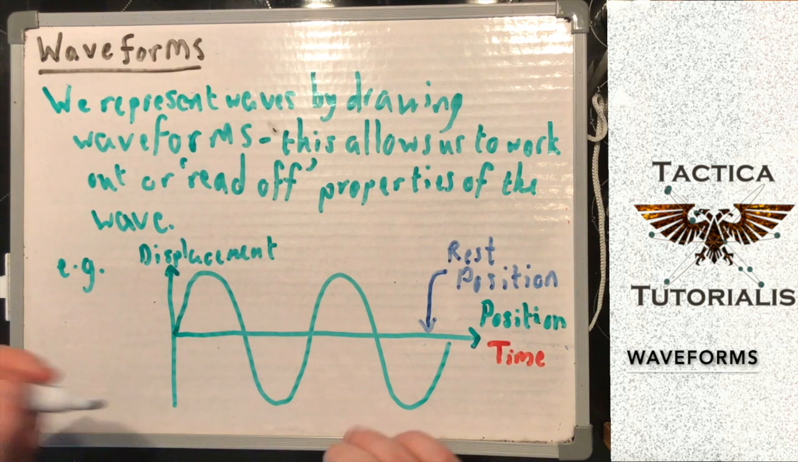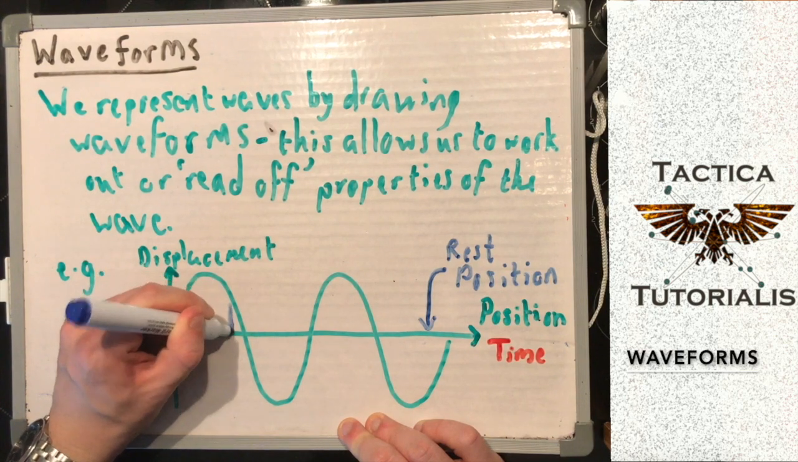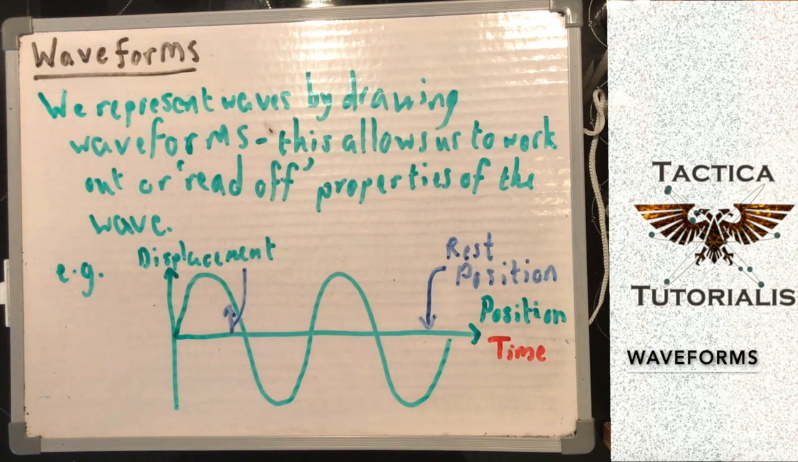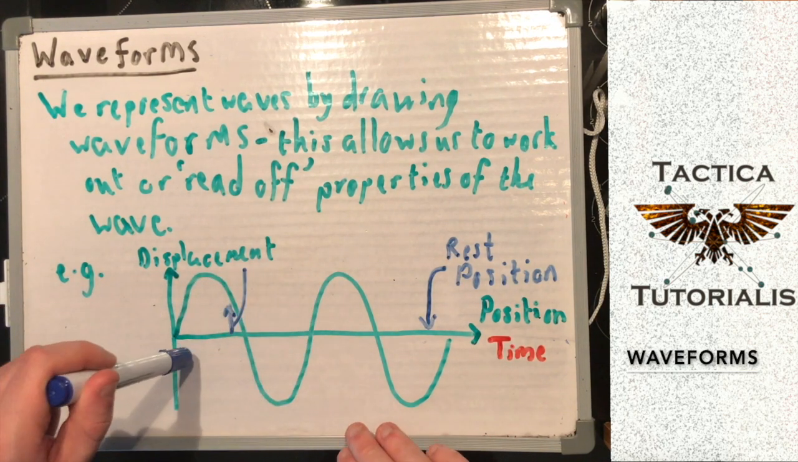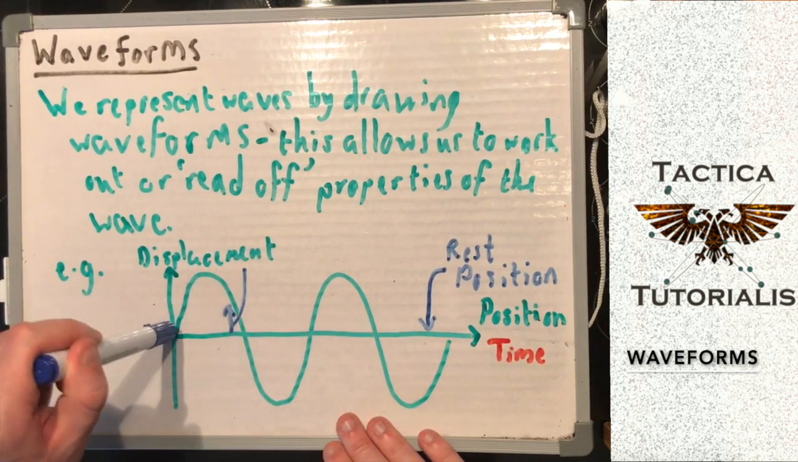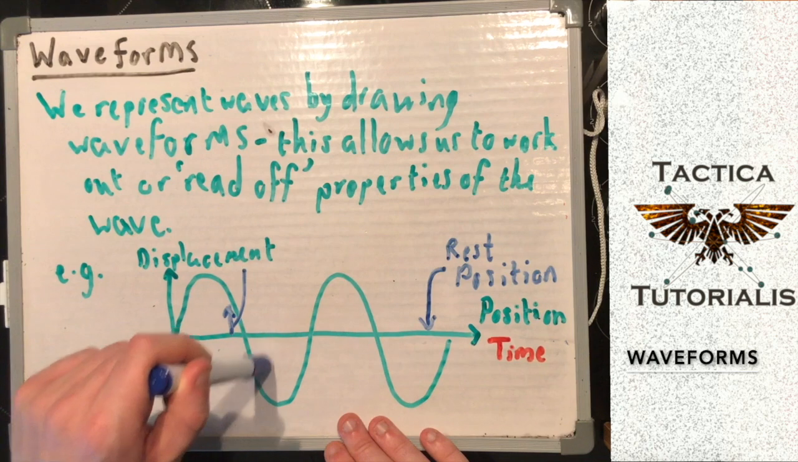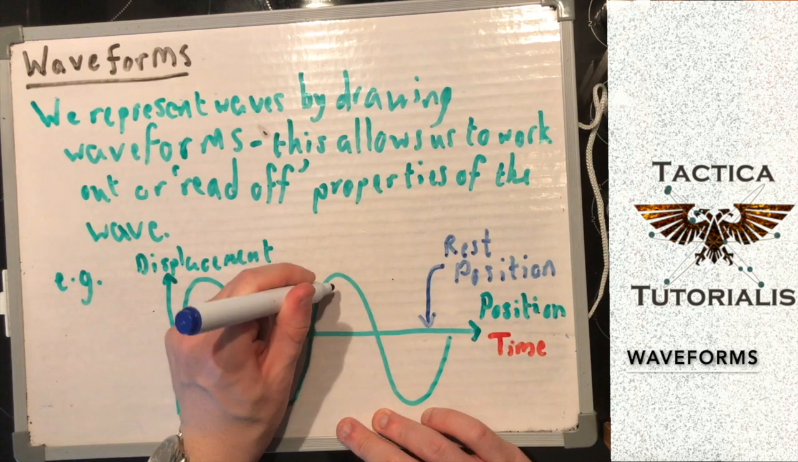And that is labeled, and I'm going to be very careful with my arrow drawing here, as the displacement. So how much the space is moved is called the displacement, and that is represented by this line. So the displacement from the rest position is shown by the waveform. So the displacement at this position or this time is here, the displacement at this position is here, and so on and so forth.